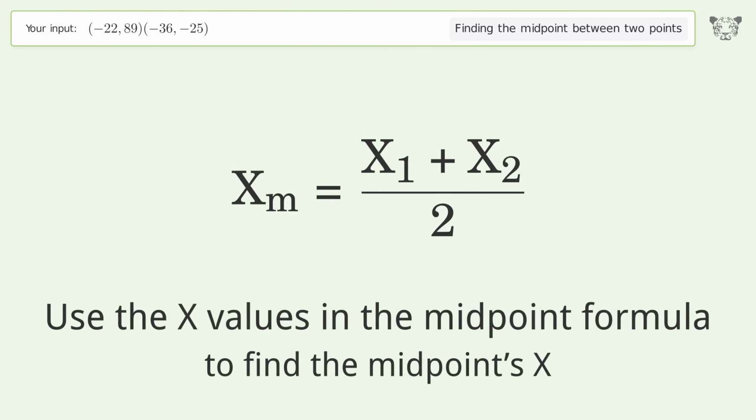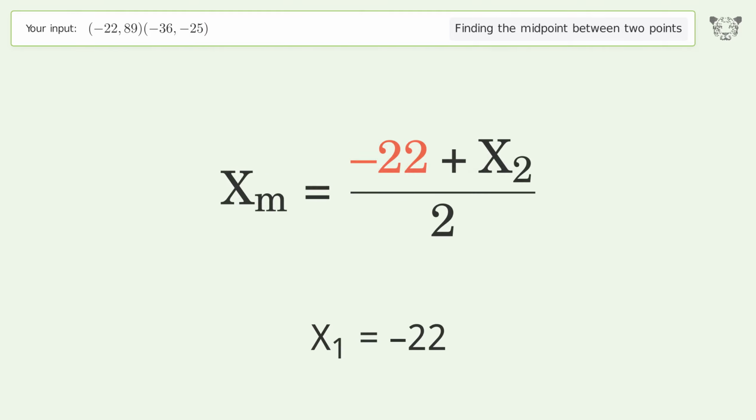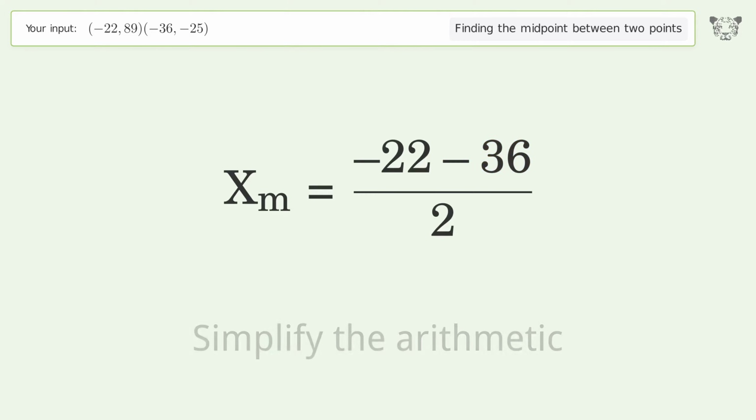Use the x values in the midpoint formula to find the midpoint's x. x1 equals negative 22. x2 equals negative 36. Simplify the arithmetic.